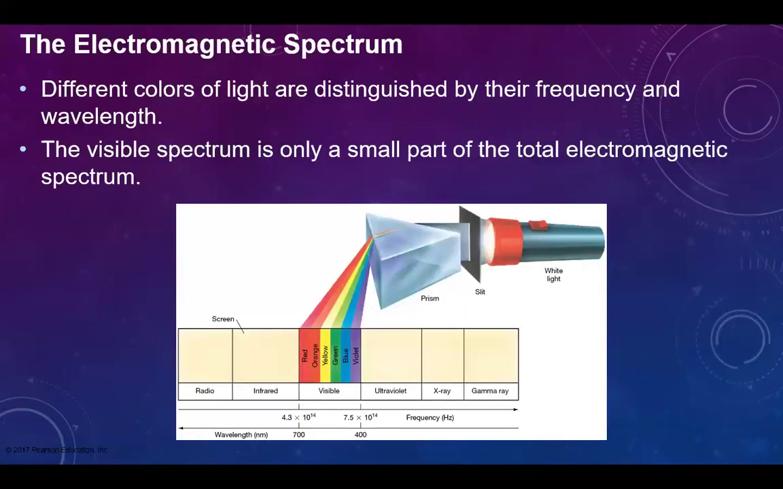So different colors of light are distinguished by their frequency and their wavelength. And the frequency and wavelengths are inversely proportional. Higher the frequency, shorter the wavelength. And the visible spectrum is only a small part of the total electromagnetic spectrum.